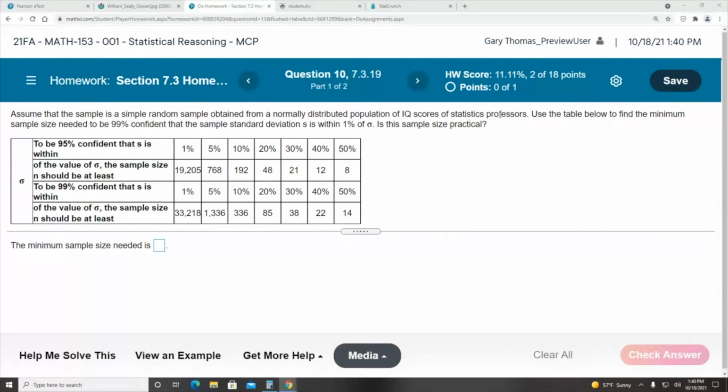I would like to say that statistics professors have high IQ scores, although I have no evidence for that. But it's nice to dream, right?